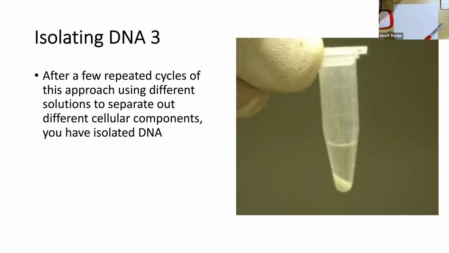So this is what it would look like at the end. The DNA is often a white pellet you'll find at the bottom of your tube after centrifuging it down. This is a very small tube. That's someone's finger. So DNA is a white pellet. This is actually quite a bit of DNA. Often your DNA pellet could just be a tiny little spot that you might only just see.